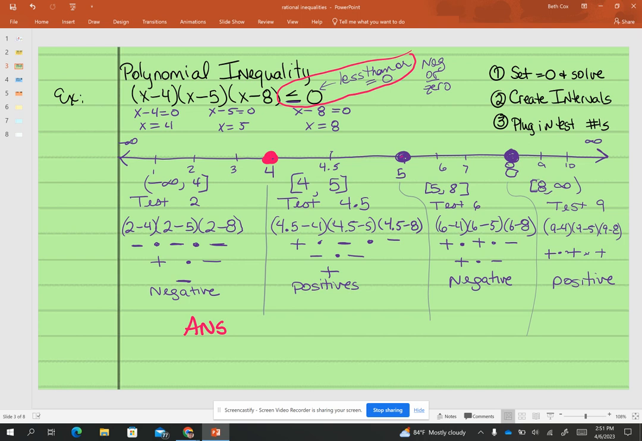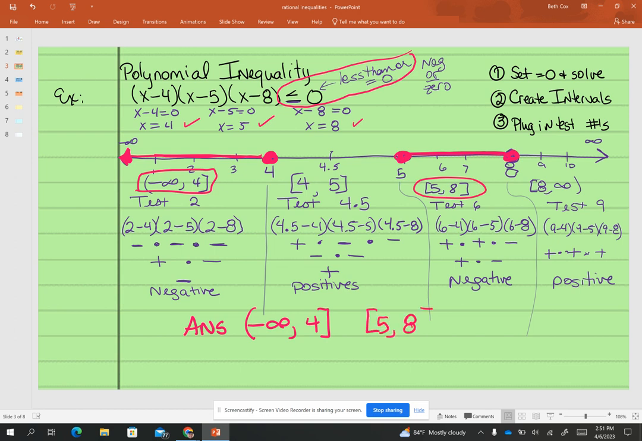4, 5, and 8 produce equal 0. We did that right there. And then we plugged in the numbers. Less than 0 means negative. So this section produces negatives, and this section produces negatives. So those are the intervals that produce negatives. So I've got negative infinity to 4, and I've got 5 to 8. I'll put my union symbol in between them, and that's my answer.